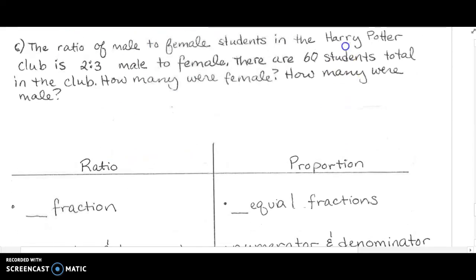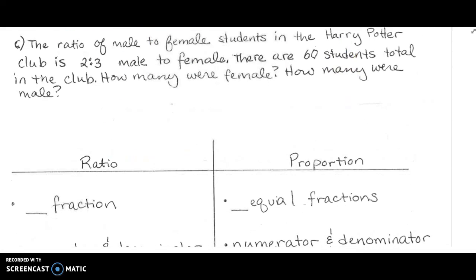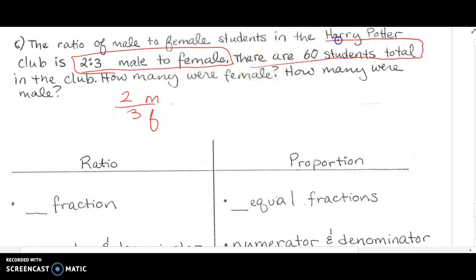So let's take a look at another one. The ratio of male to female students in the Harry Potter Club is 2 to 3, male to female. This one's a little bit different, because before we did 2 to 3, male to female, but now there are 60 students total. So this time, instead of comparing male to female, we're comparing two parts and a whole. So when we think about two parts and a whole, it's back to the same strategy we used with the triangles and the rectangles before.